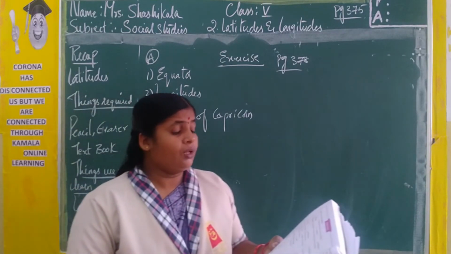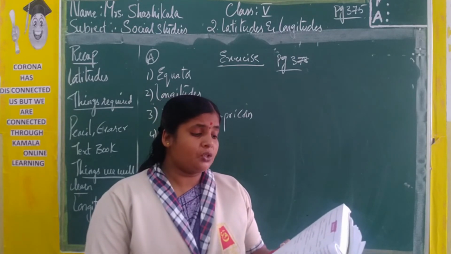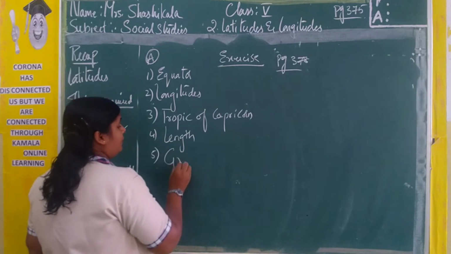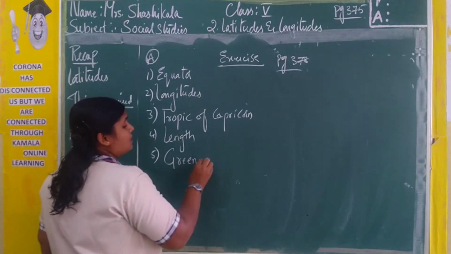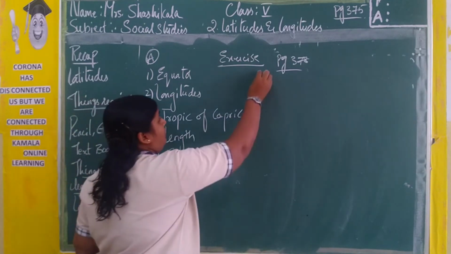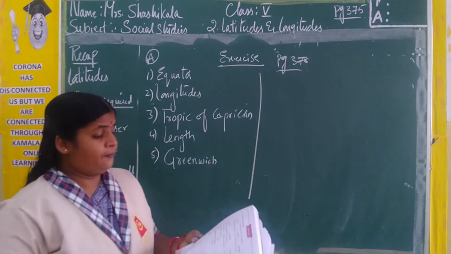Now, move to the fifth. The prime meridian passes through dash in London. Greenwich. Greenwich is a village. At Greenwich, we can see the 0 degree longitude. Right? These are the first three answers.